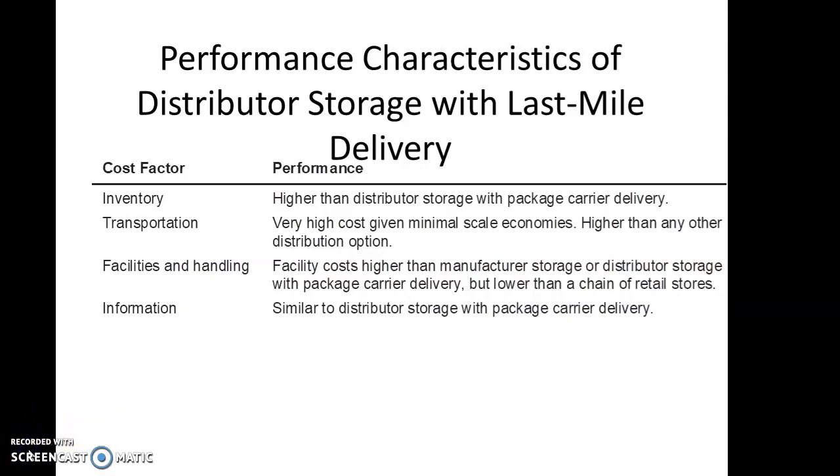The next cost factor is transportation. Transportation cost is very high because the products are delivered directly to the customer's home, and particularly it is very high when we deal with minimal scale economies, and it is also higher than any other distribution option. The third cost factor is facilities and handling. Facility cost is higher than manufacturer storage or distributor storage with package carrier delivery, because we need to maintain more and more warehouses.